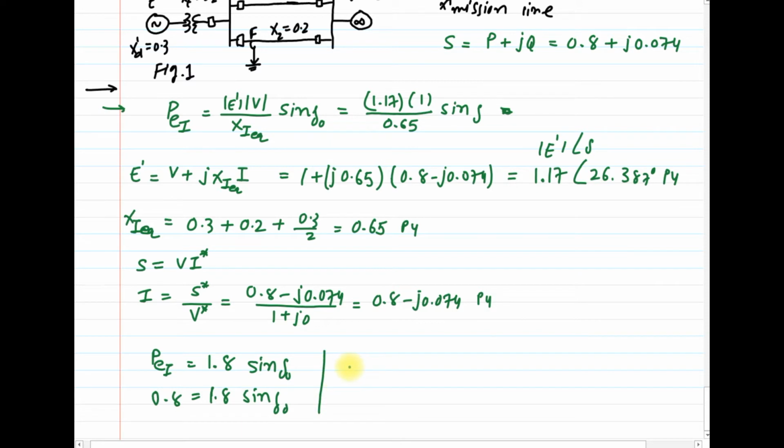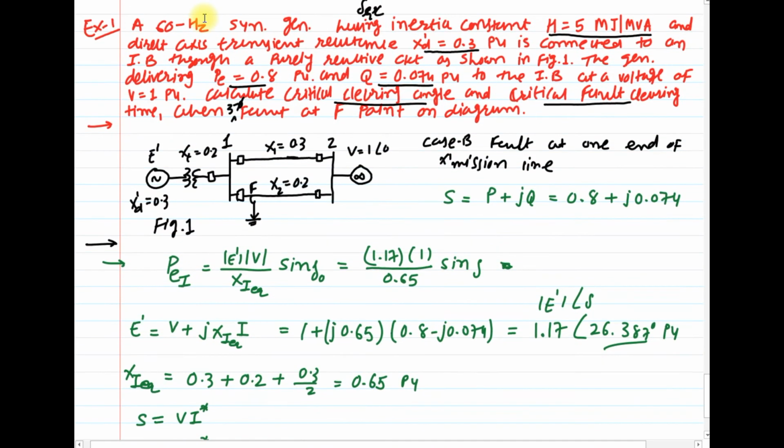So from this sine delta 0, you can calculate the delta 0, which is equal to 26.388 degrees, which is same as the voltage value. Clear? Or if you wish you can write in radian, which is 0.46055 radian. I hope you are clear and understood up to this. Let me explain you again.